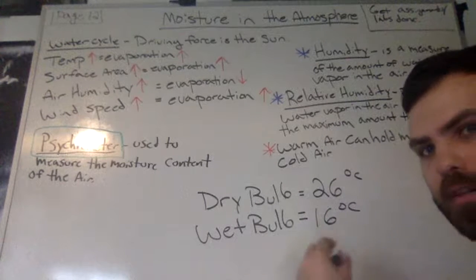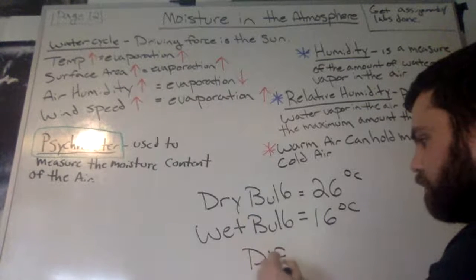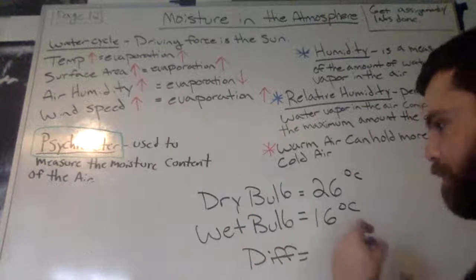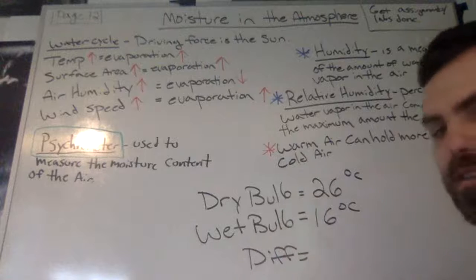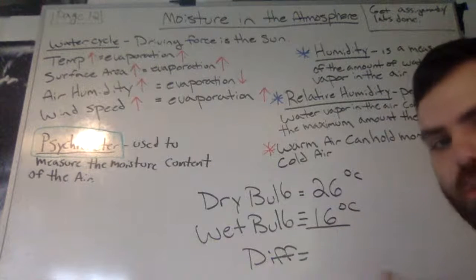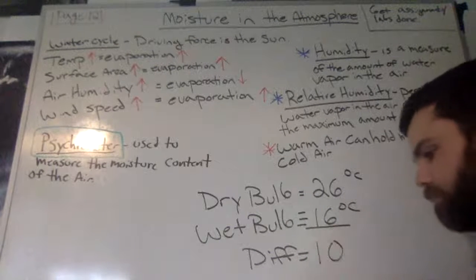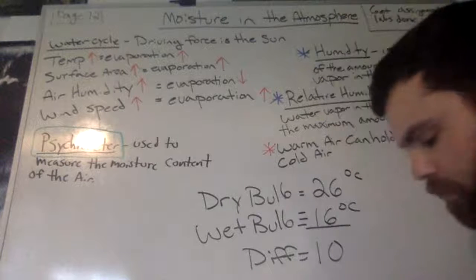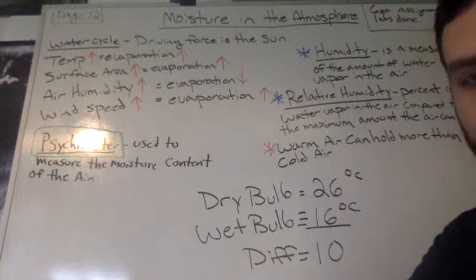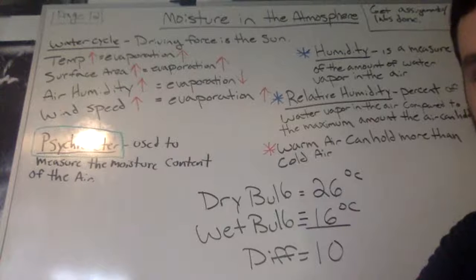Now we have to find the difference. So the difference is going to be the dry bulb minus the wet bulb, all right? So we get 10. So that's our difference right now, but we're not done yet.